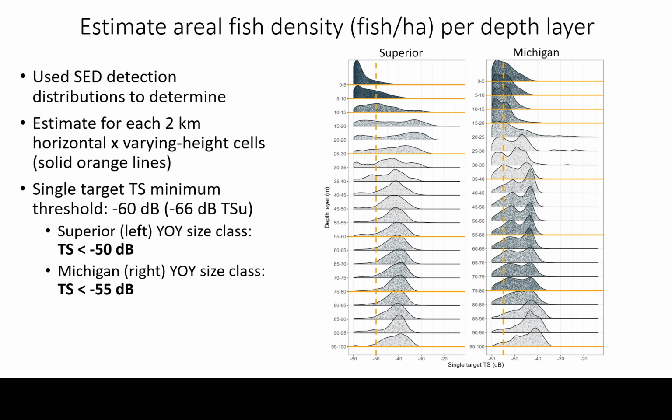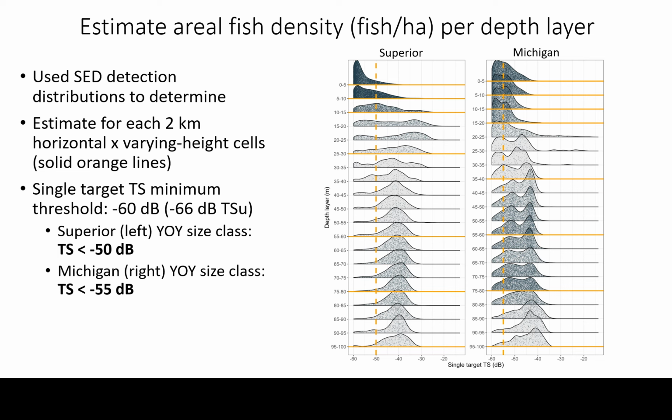So we used single echo detections, SED, so picking out individual fish in the water column. We used the distribution of those single echoes over a 2-kilometer transect horizontally. The vertical depth of those bins varied, they're all 5 meters: 0 to 5 meters on top, 5 to 10, and then going down.